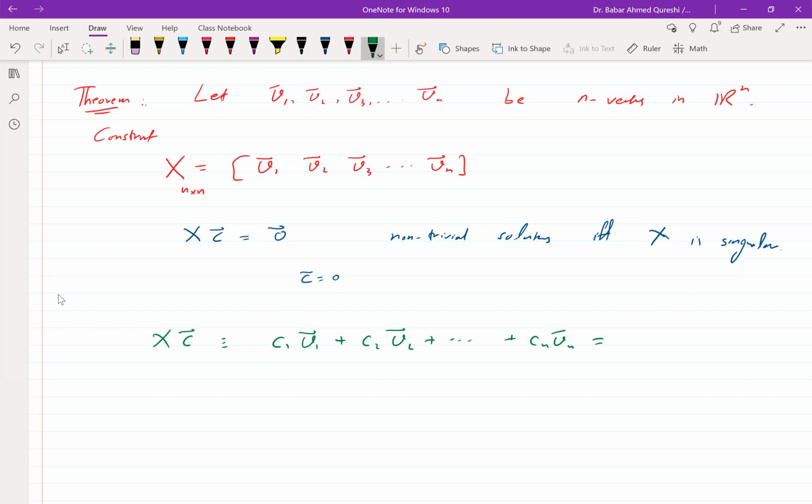And this I am putting equal to the 0 vector. And my theorem tells me that if and only if x is singular, then I will have that C can be 0. So I can check if these n vectors are linearly independent or not. They will be linearly independent if and only if their matrix, if I form it this way, is singular. So you just create the determinant and check if the determinant is 0, then they can be linearly independent, not otherwise.